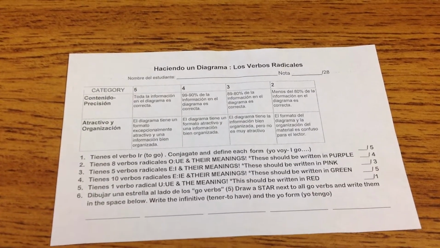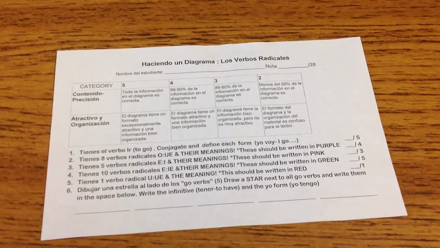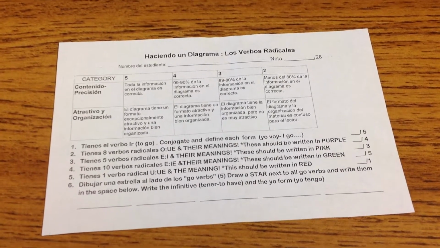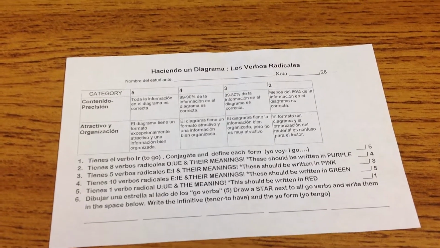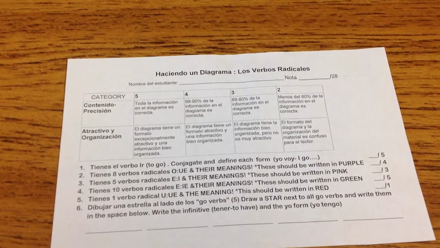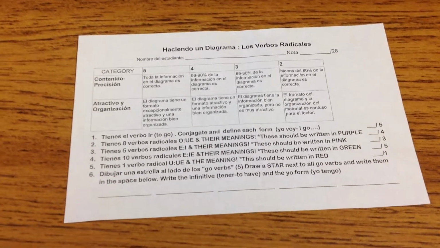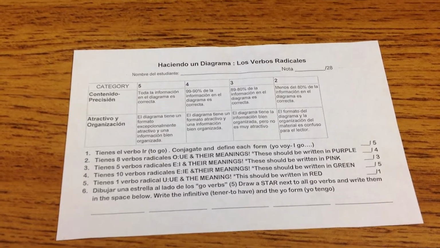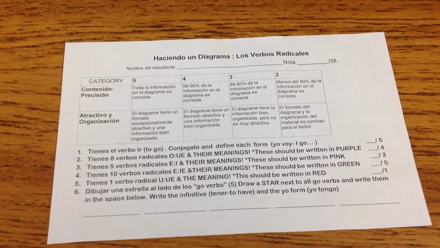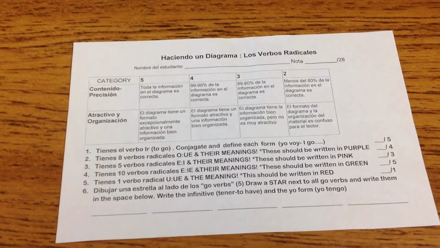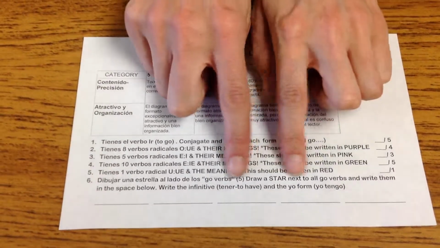Any other preguntas? Yes. So we don't have to write the yo forms on the actual thing? No, just on that. Good questions. Any other? Do you have to write the definition on the space? What does it say on the rubric? I don't know. Right. It says write the infinitive and the yo form. Okay. Yeah, please, I would like you to. That would be great. And I will change my directions to make those a little bit more clear in the future. Just follow the example that I did, and you're fine.